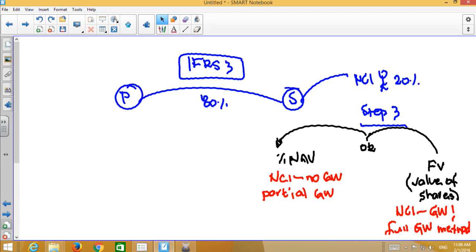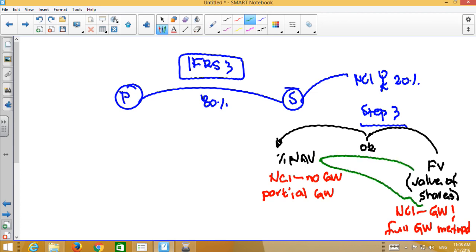There is going to be a difference between these 2 numbers. Do you agree? There's going to be a difference between the percentage NAV and the fair value. This difference is this goodwill, isn't it? So the difference between NAV and fair value is what gives us the goodwill then. Yeah.